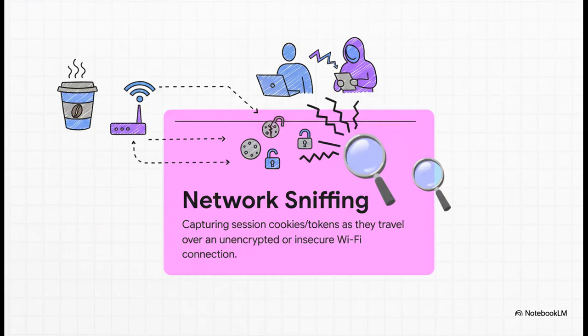Okay, picture this. You're at a coffee shop, you hop on their free Wi-Fi. If that connection isn't properly encrypted, and a lot of public networks aren't, an attacker on that same network can use software to sniff, or just listen in, on all the data flying through the air. So when your browser sends that session cookie to a website, the attacker can just pluck it right out of thin air. This is also called sidejacking, and believe me, it is shockingly easy to do on an insecure network.